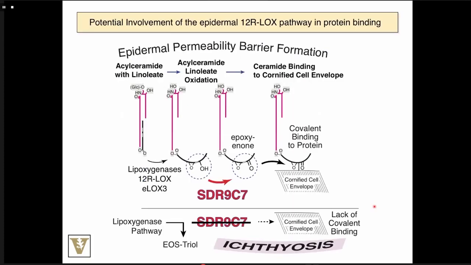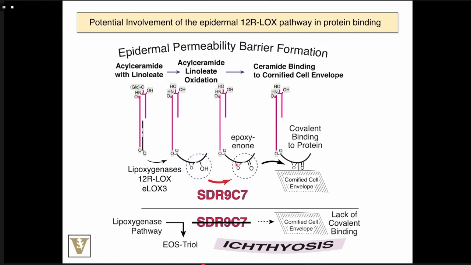So we're still working on why that is. This is at least a cartoon suggesting one possible reason that it could be involved. Here's the acyl ceramide containing linoleic acid. So this is the red part, the ceramide part, and this is linoleic acid. You can see it has 2 double bonds here, esterified in EOS ceramide. The lipoxygenases, 12-hour-LOX and ELOX3, convert this to the epoxy hydroxy derivative.